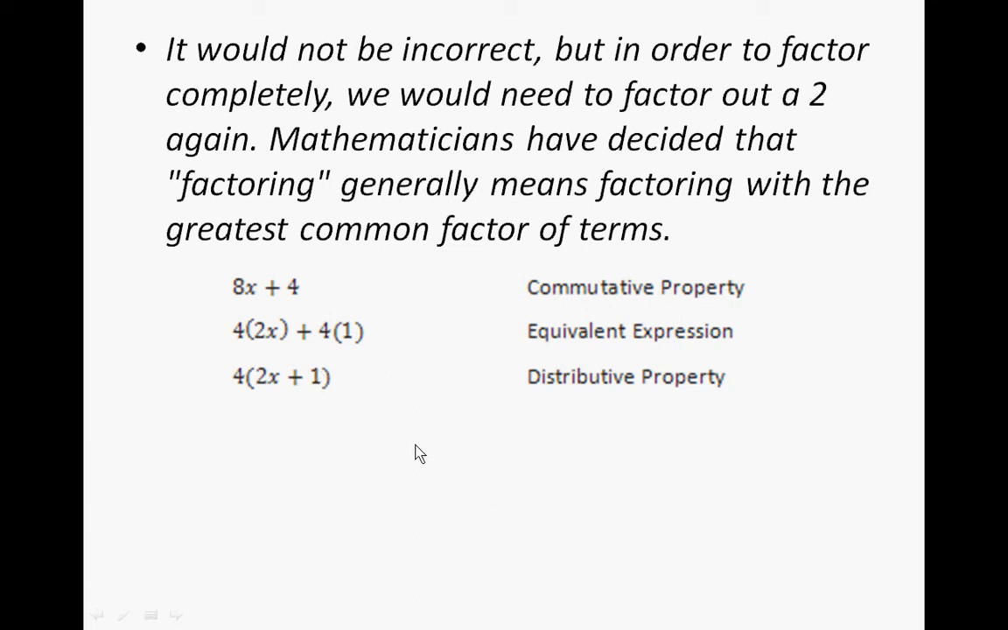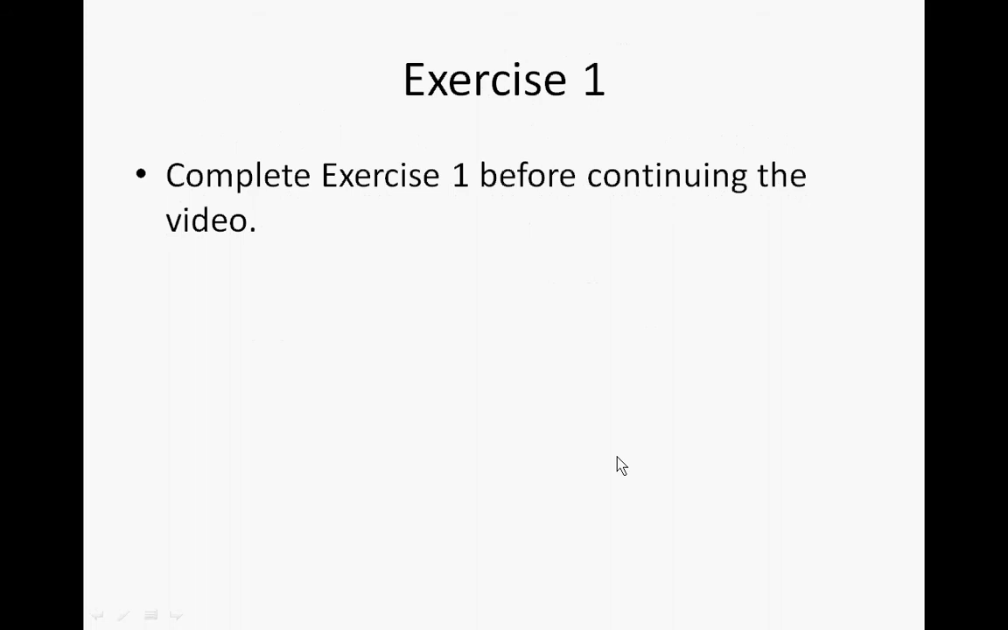It's the same sense in finding equivalent fractions. Usually we're asked to simplify fractions to its lowest terms. So if we had 15 tenths, we would still factor it out by taking out a 5, which is the greatest common factor of 15 tenths. Alright, so take a look at exercise 1. Go ahead and complete it before continuing the video.